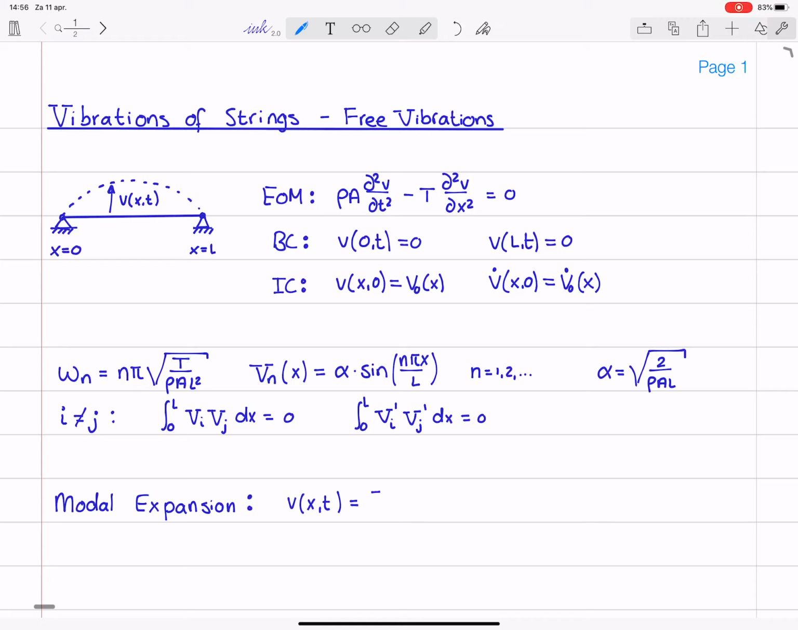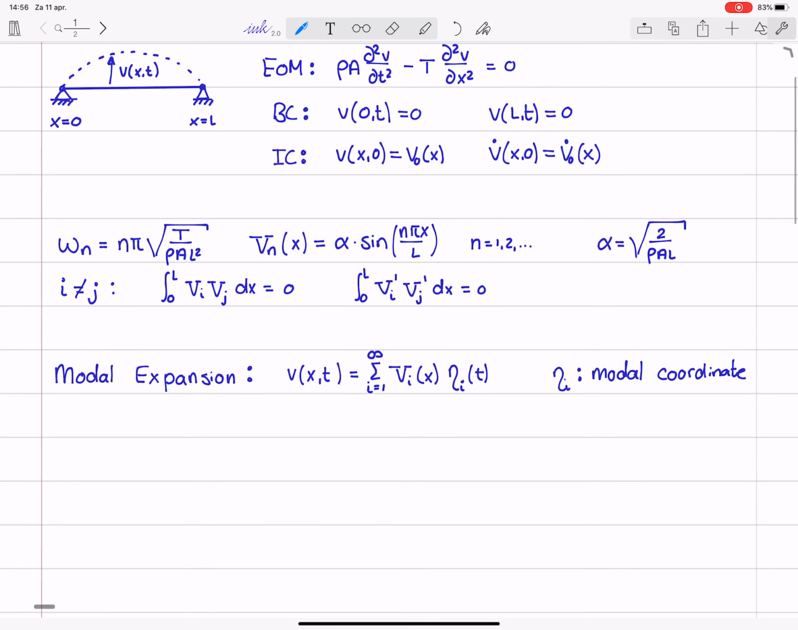And in this case there are infinitely many, so I will write it down as this infinite sum, i is 1 to infinity, of a mode shape Vi that describes a shape times a modal coordinate eta i as a function of time. So eta i(t) is a modal coordinate that basically describes in time how the corresponding mode shape Vi behaves.